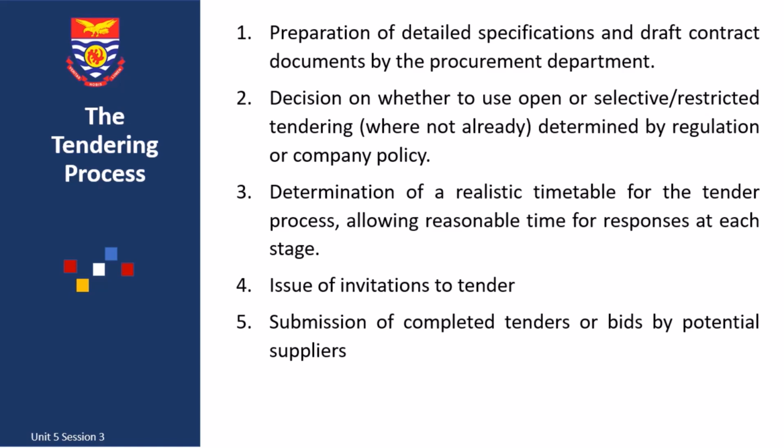2. Decision on whether to use open or selective or restrictive tendering. The buying organization will need to make a decision as to which of the tendering processes to use. Are we using the open tendering? Are we using selective or restrictive tendering? Do we have enough suppliers in the market to justify the use of open tendering? Why are we using restrictive or selective tendering? Will we be able to justify the use of the selective or open tendering? After analyzing a number of factors, the organization is able to come to a decision, a conclusion as to which of the types of tendering to use.